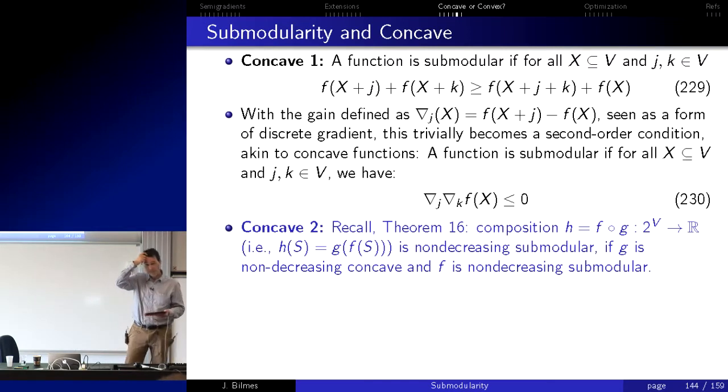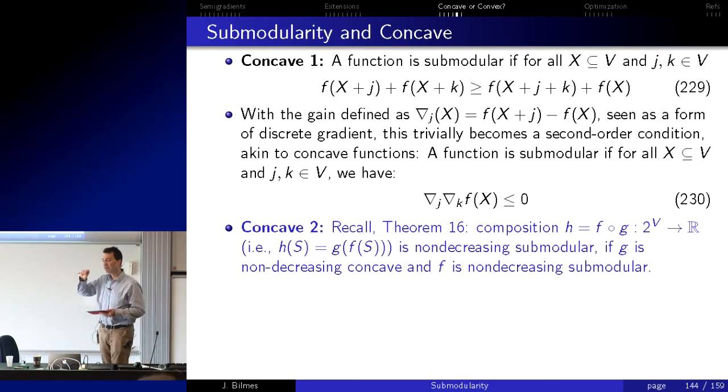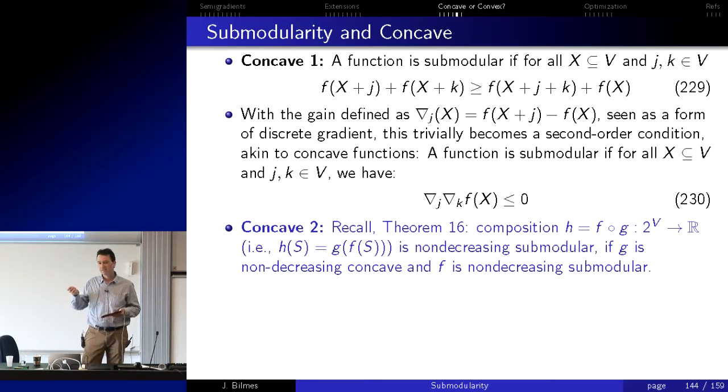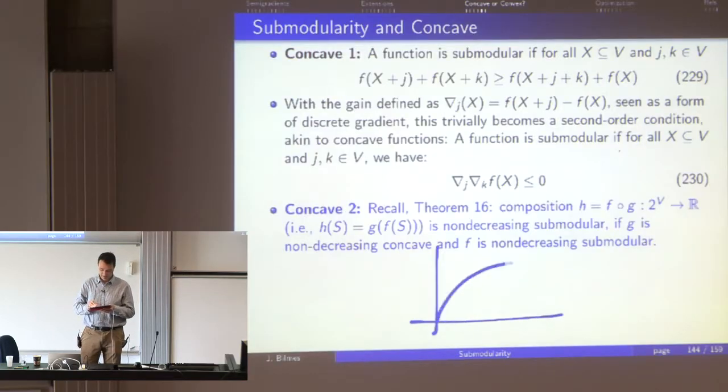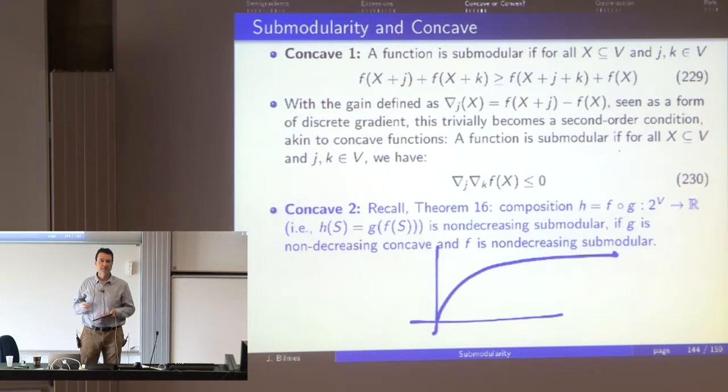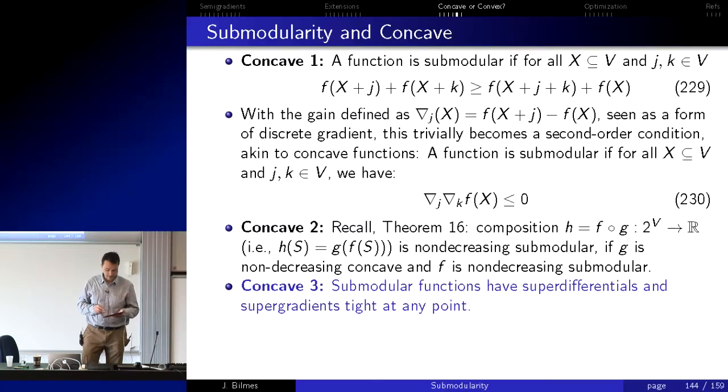So secondly, we had theorem 16, which said that if we compose a concave function with another submodular function, which could be a modular function, you're going to get a submodular function. So therefore, concave submodular functions have this diminishing returns thing. I mean, when we plot submodularity, we often sort of think of it like that. Like the more you have, the less valuable anything you don't have becomes. So they're very concave-like. In fact, that is sort of a defining property of concavity. So also like concave functions, submodular functions have tight superdifferentials and supergradients at any point.